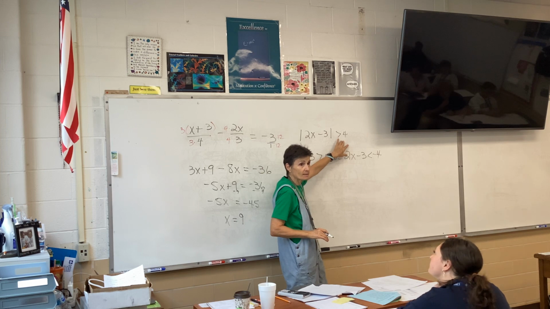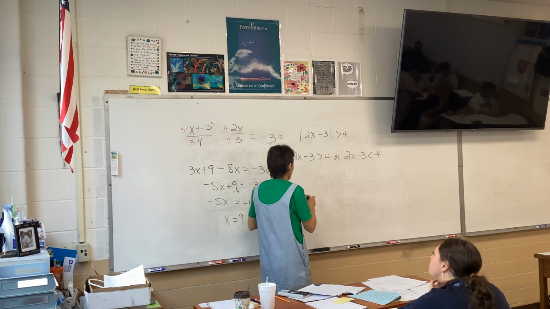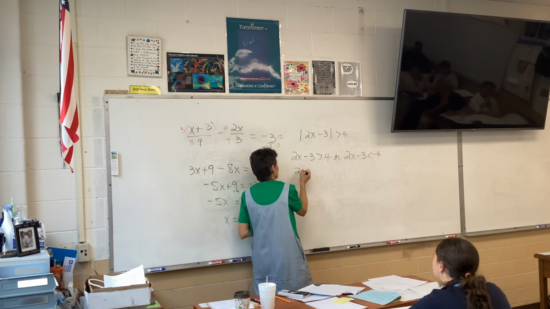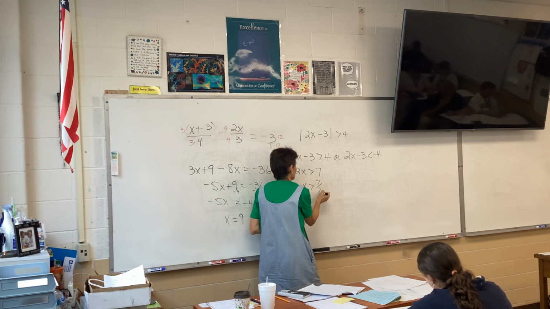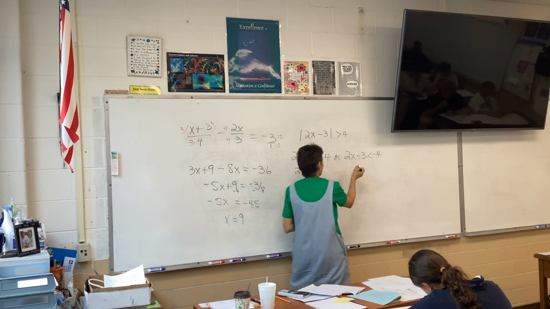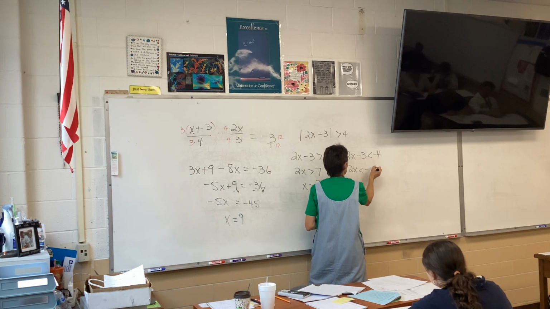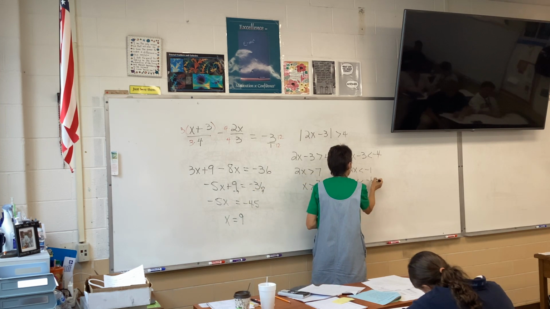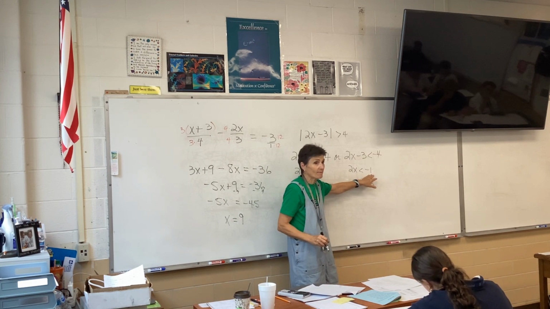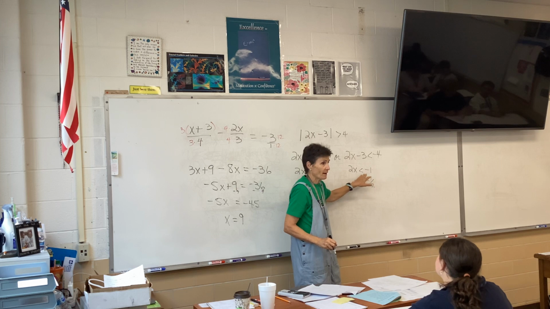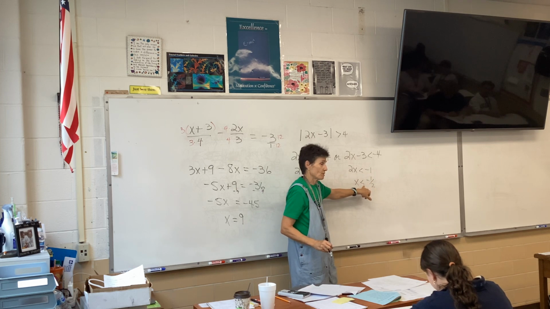Less thans get ands. Now we solve each piece, so we'll add 3 and divide by 2. Add 3, divide by 2. Now I know there's a negative in this problem, but I'm not dividing by it. I'm dividing by 2, so that does not change.